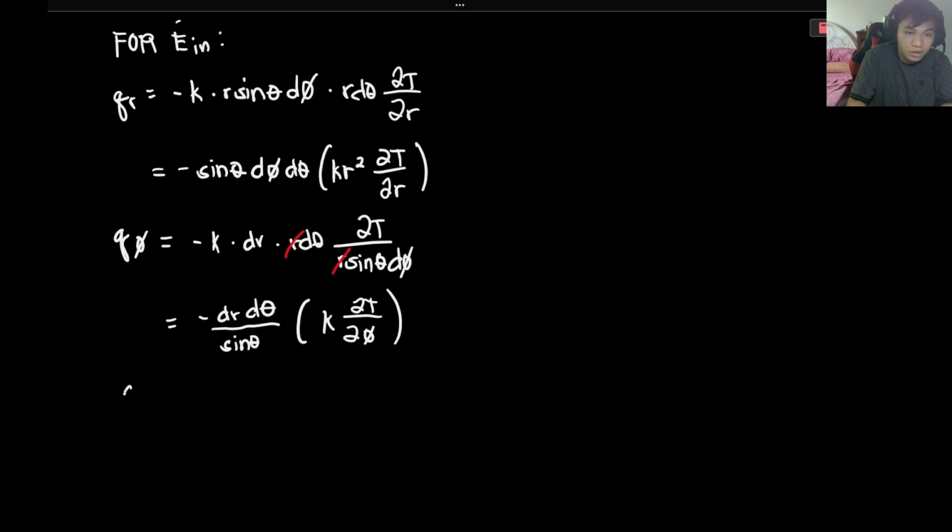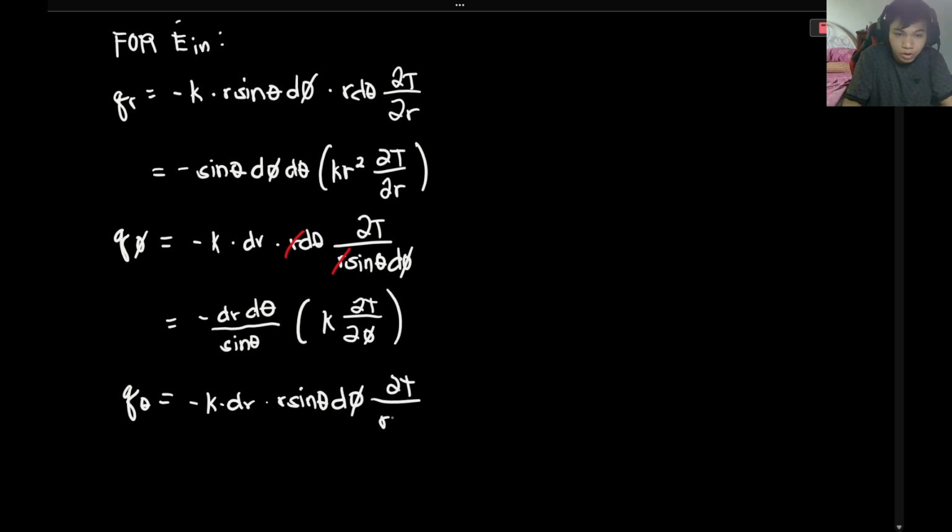And then our Q theta. Our Q theta, that would be negative k. And then again, those not in terms of theta we will put, which will be dr times r sine theta d phi. Okay? And then the partial derivative of temperature with respect to r d theta. And again, we can treat r as a constant, so we'll use it to cancel this.